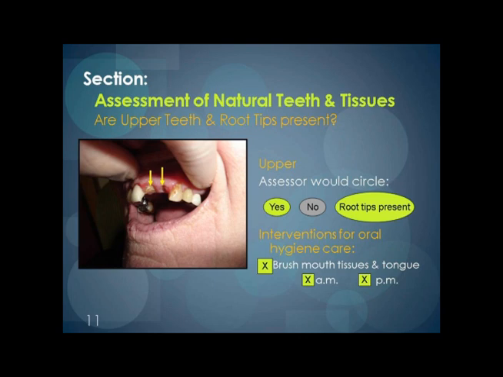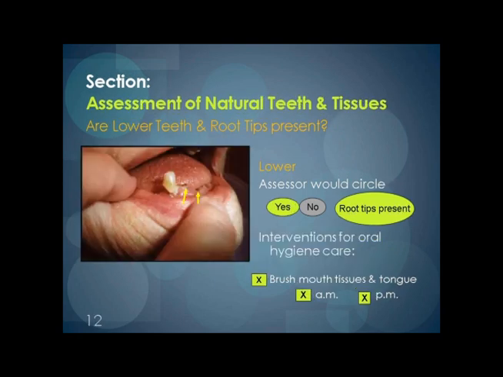When the assessor reviews the OHAT category for dental pain, a consultation with the regular caregiver is required in order to determine what behavior or barriers are encountered with regard to daily oral care. This is critical information to ensure the assessor takes the appropriate steps to ensure the resident is receiving optimal oral care. Assessment of Natural Teeth and Tissues.